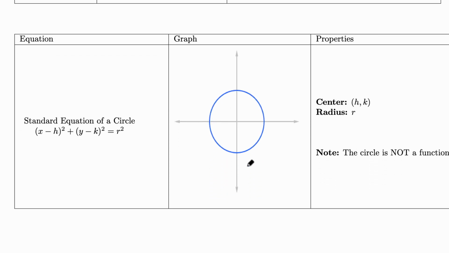And we got a circle, (x minus h) squared plus (y minus k) squared equals r squared, where (h, k) will be the center. In this case, this is (0, 0), but this circle could be anywhere with (h, k) center and radius of r. From here to here, that's r. And by the way, the circle is not a function because the vertical line test fails.